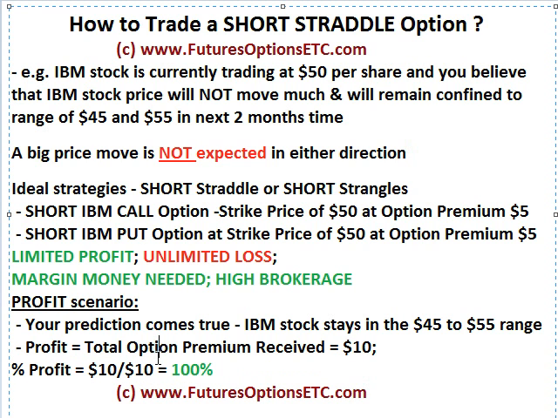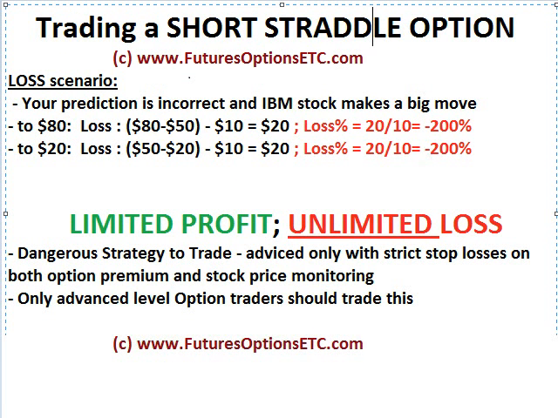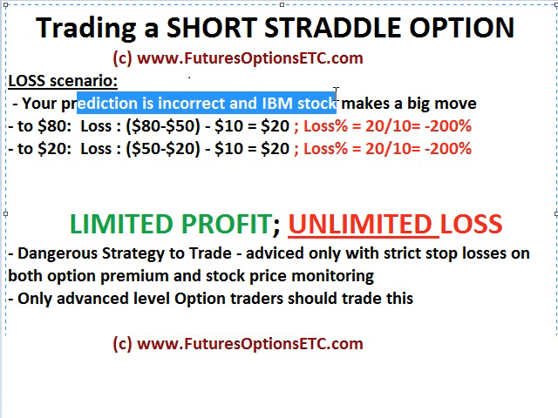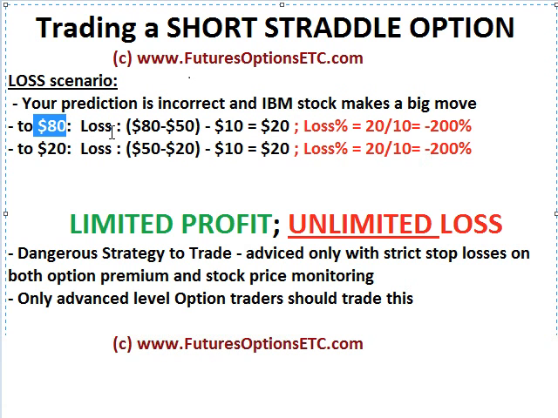But in case of loss, say if your prediction does not come true and IBM stock makes a big move, suppose it goes up to $80, then the short call option will get exercised and you will have to pay the differential, that is $80 minus $50. 50 in this case is the strike price. So this will be $30, but you have received $10 upfront as an option premium, so your net loss is $20. In terms of percentage, this loss comes to around 200%.